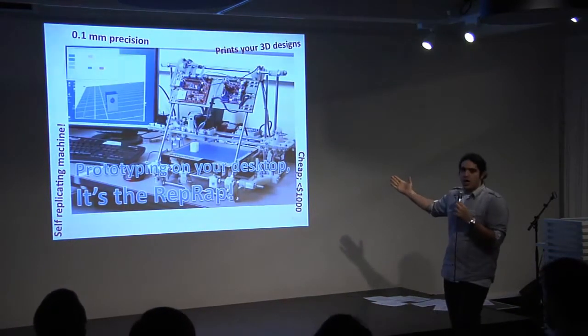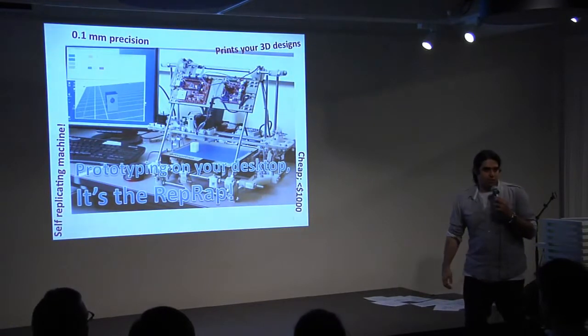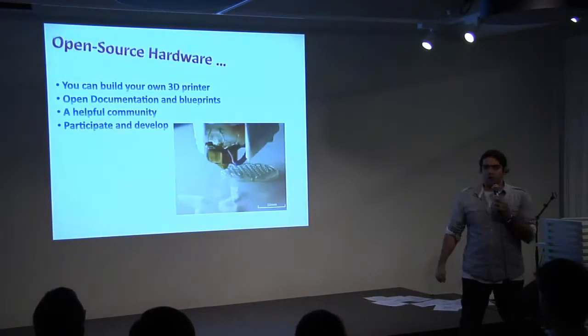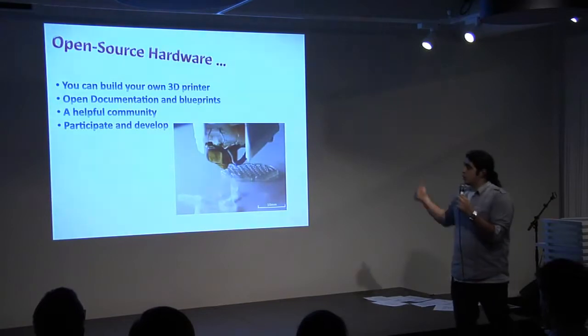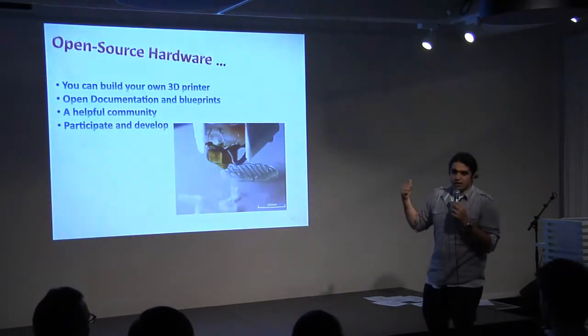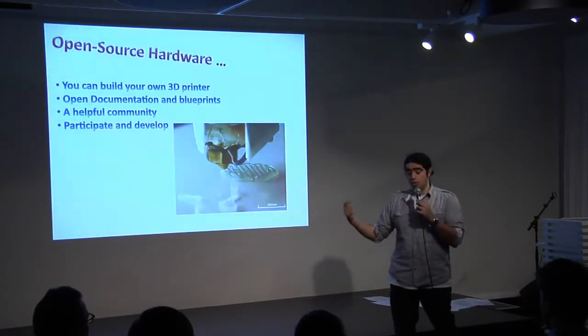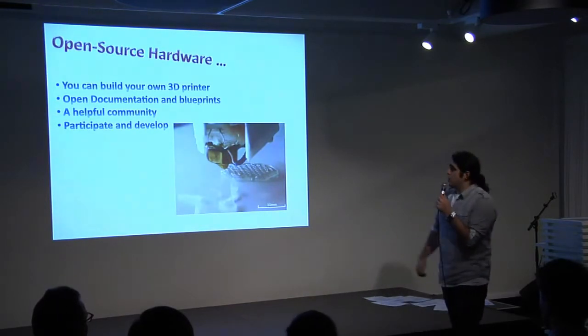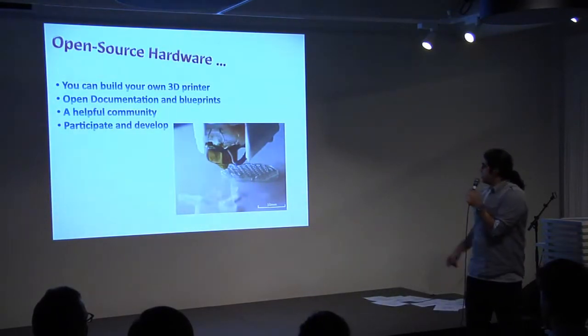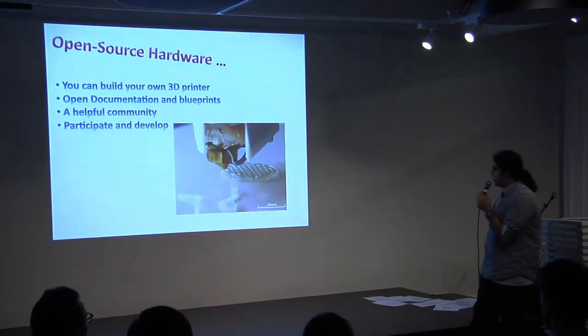It's a RepRap. On your desktop, you can start rapid prototyping. Something similar to what our friend talked about, actually. It's open source hardware. It means you can have access to all the documentation and blueprints. You can get the community to help you, and here you can see that it tries to actually print one plastic part.